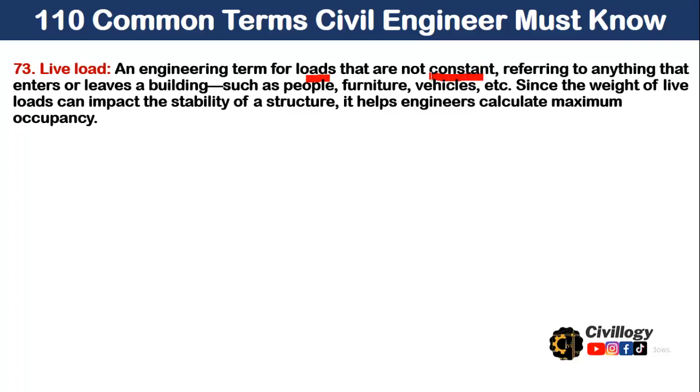Okay, live load, the load which is not constant, referring to anything that enters or leaves a building, such as people, furniture, vehicles, etc. So the load caused by such things like people, furniture, and vehicles, which are not stable, which are movable and mobile. Such type of load is called live load. Since the weight of live load can impact the stability of the structure, it helps engineers calculate maximum occupancy.